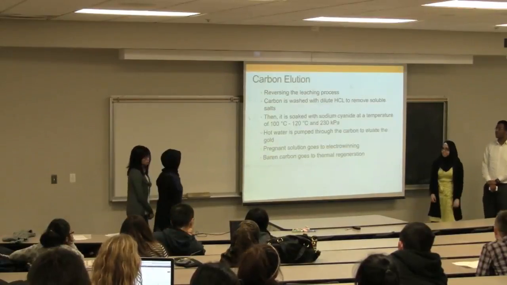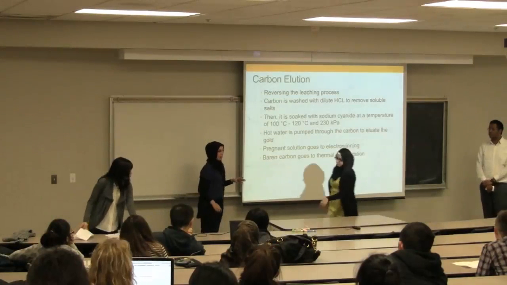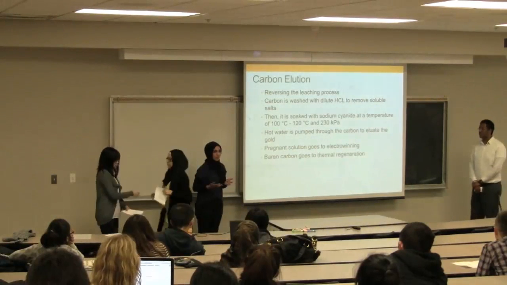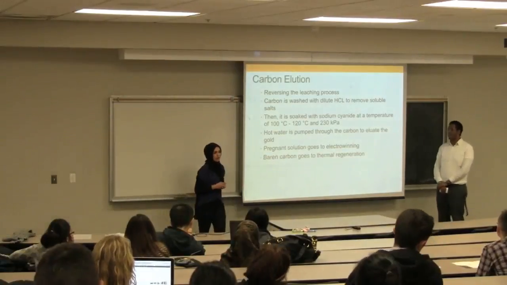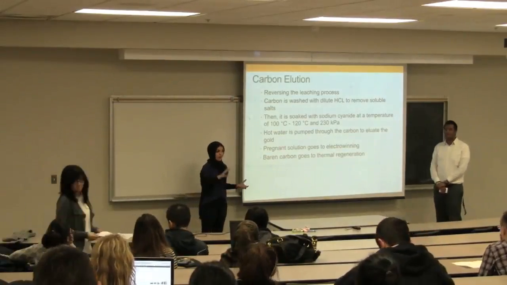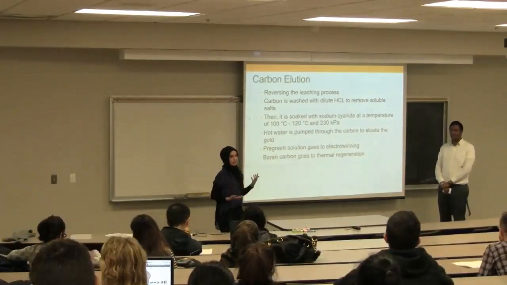Okay, so I'll talk a little bit about carbon elution, which is the last stage that Howard just mentioned. It's also referred to as carbon stripping. So in this process, what we're trying to do is to get the gold off from the carbon and back into the solution. In order to do that, we simply have to reverse the leaching process.